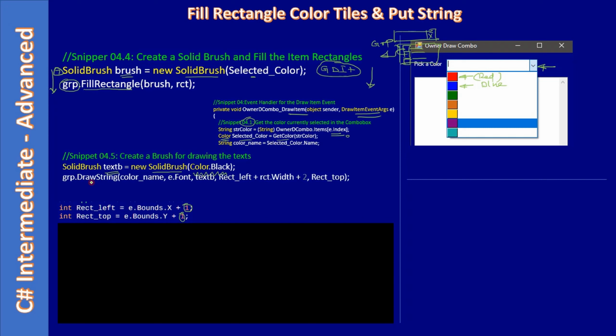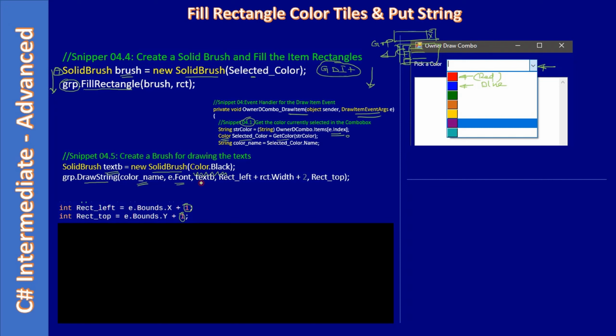Next, grp.DrawString. grp is our graphic object. DrawString is the method, and the color name, we know the color name will give us the string red, blue, green, chocolate, yellow, like that. So we are passing that string. Then e.Font, whatever is the default font which you set during the design time, the same font here we are getting it. But anyhow, it comes from the event args and we are passing that same font.